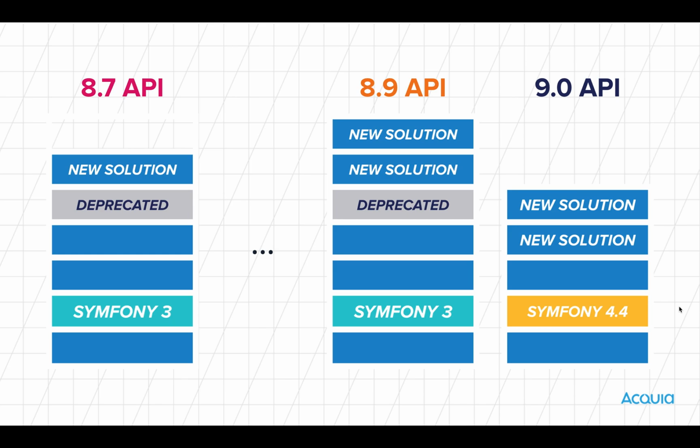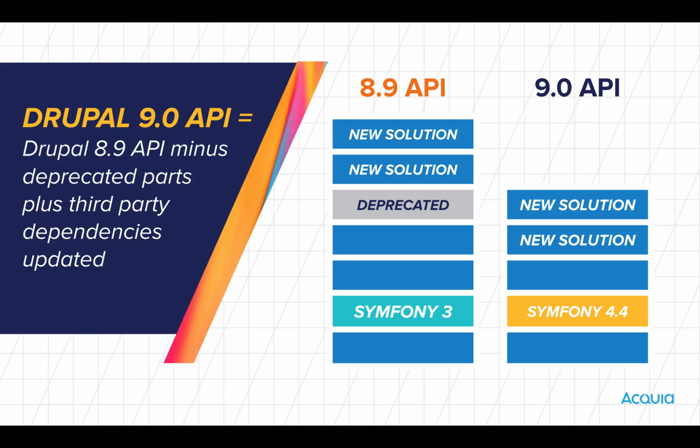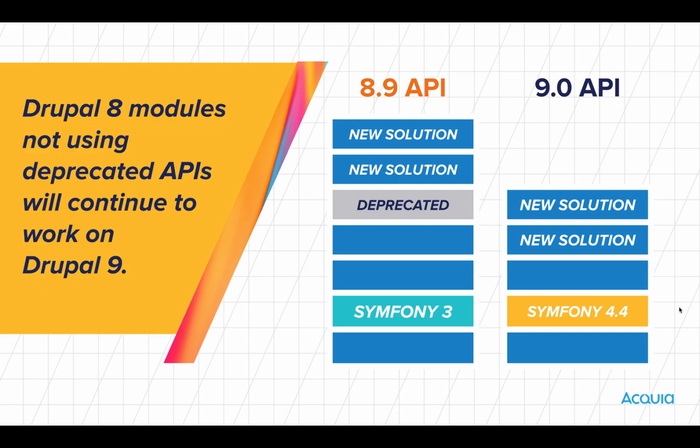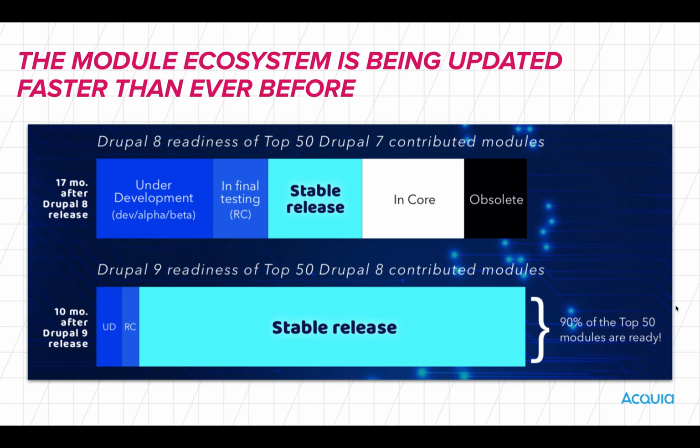The big trick, of course, is we have to be mindful of that deprecated code. So what that means is that Drupal 8.9 and Drupal 9.0 are almost identical. The difference is that any deprecated functions have been removed and third-party dependencies may have been updated. But otherwise, this means that any Drupal 8 modules that are not using deprecated code will continue to work on Drupal 9 just fine. So we don't have to rebuild your entire site, your application, you don't have to rebuild your modules. You just have to make sure that those modules are going to work in this new environment, and we'll take a look at that.